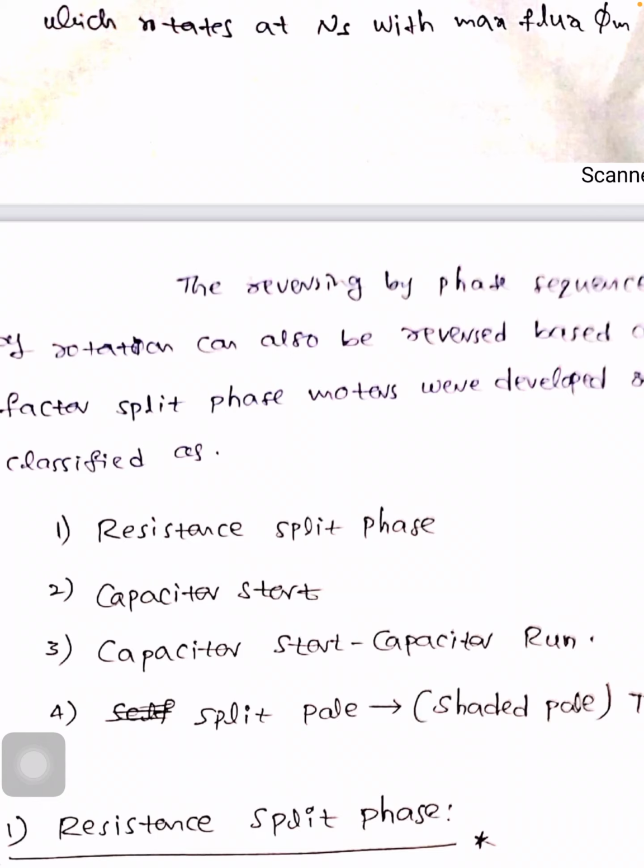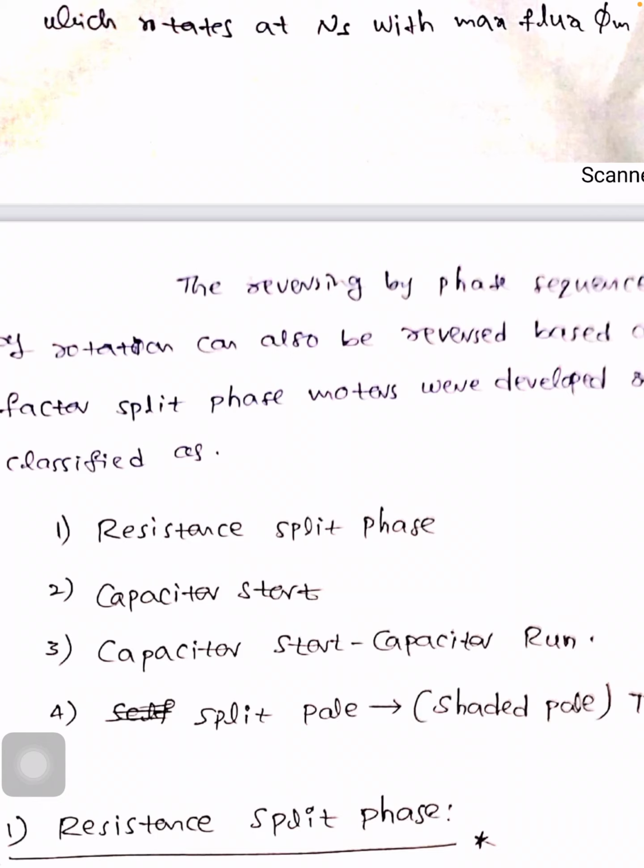These two windings are connected perpendicular to each other. Due to that, phi A and phi M are always 90 degrees to each other. And due to these two currents, what happens? A rotating magnetic field is produced in the air gap. So this is the basic principle of operation to rotate the single phase induction motor in a particular direction.